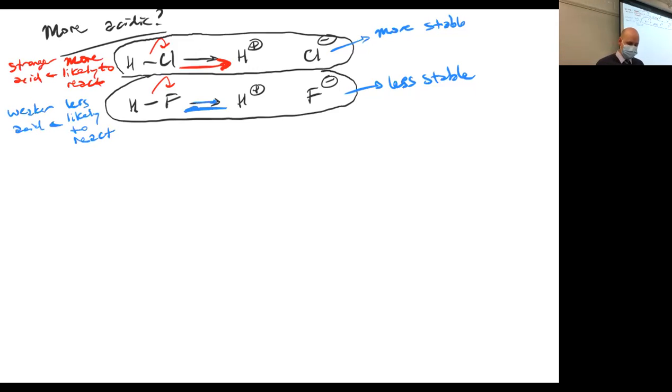All right, so let's consider another example which was in your bridge assignment, which is if you are comparing something like this molecule versus something like this molecule. All right, so still, question, which one is more acidic?